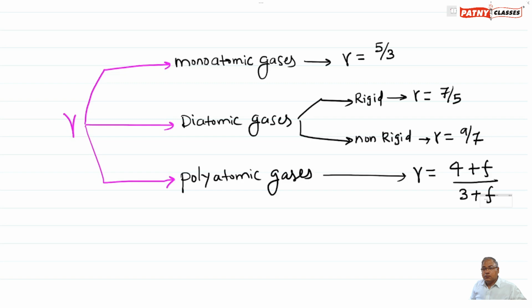Thus, the gamma value for monoatomic gases is 5 upon 3, and for diatomic gases, in case of rigid, gamma is 7 upon 5. In case of non-rigid, gamma equals 9 upon 7. And for polyatomic gases, gamma equals 4 plus F divided by 3 plus F.